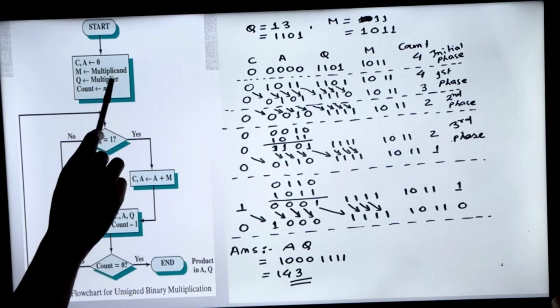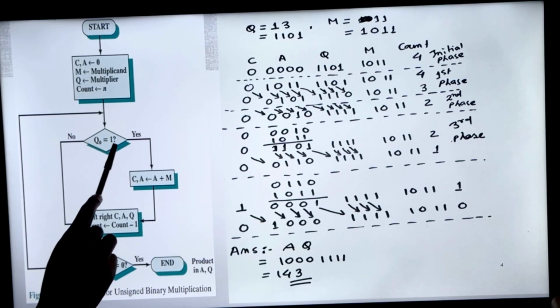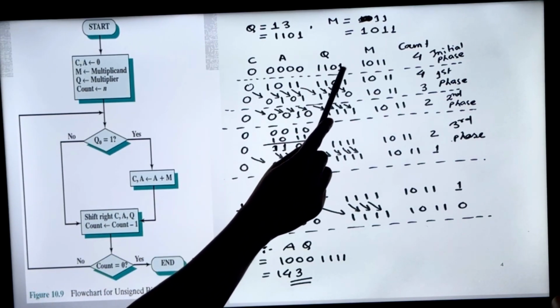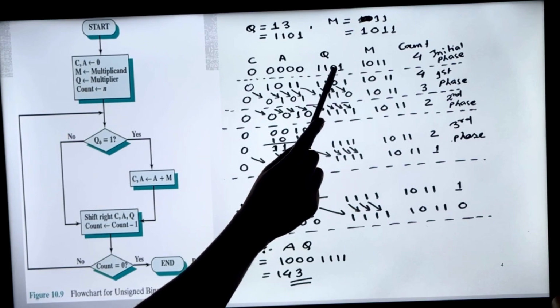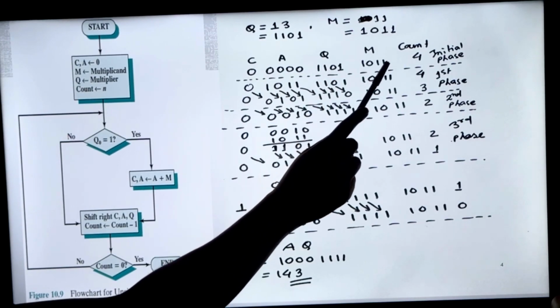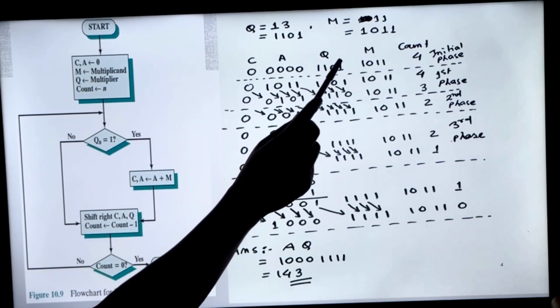Next we go to the conditional statement box. It says I have to check whether my Q0 equals 1 or not. What is my Q0? This is my Q. This is Q0, Q1, Q2 and Q3. This is A0, A1, A2, A3, M0, M1, M2 and M3. So I have to check Q0. So what is Q0?